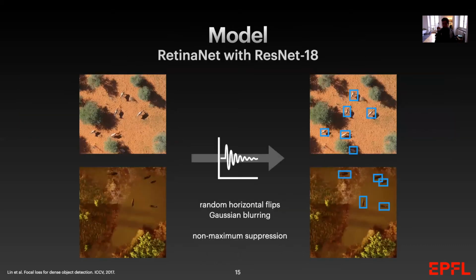For the model, we use an off-the-shelf RetinaNet with an 18-layer feature extractor, and we apply a little bit of data augmentation by means of random horizontal flips and a bit of Gaussian blurring to simulate realistic drone acquisition conditions. And finally, we also apply non-maximum suppression at test time in order to retain only the most meaningful boxes around the animals. With that, let's dive straight into the results.